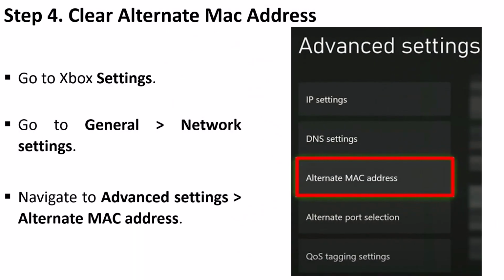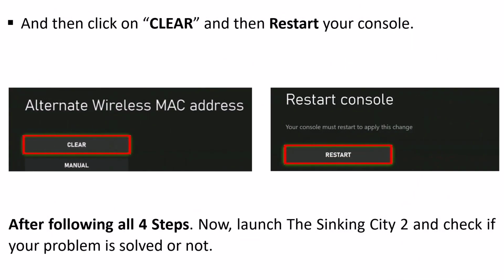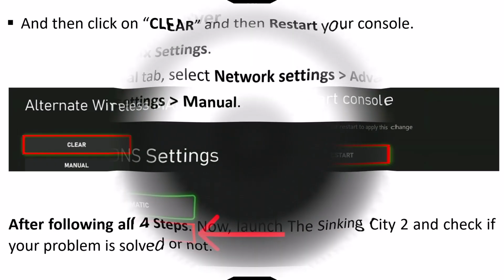And finally, step 4 is to clear the alternate MAC address. Go to Xbox settings, go to General, Network settings, navigate to Advanced settings, Alternate MAC address and then click on Clear and then click on Restart to restart your console. And once your console restarts, go ahead, launch the Sinking City 2 game and check if your problem is solved or not.